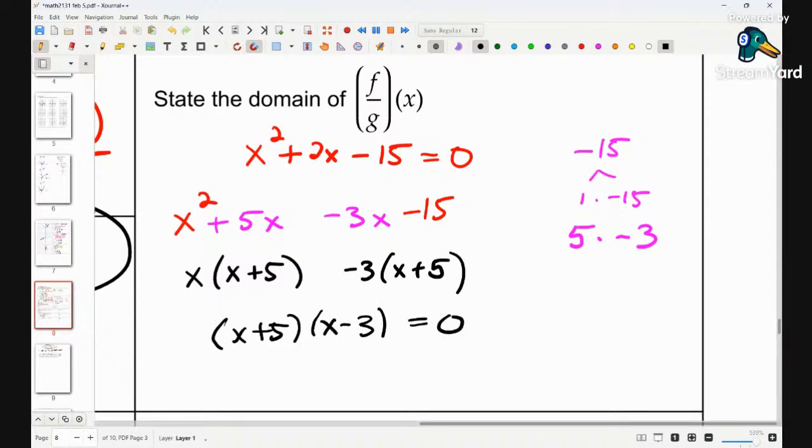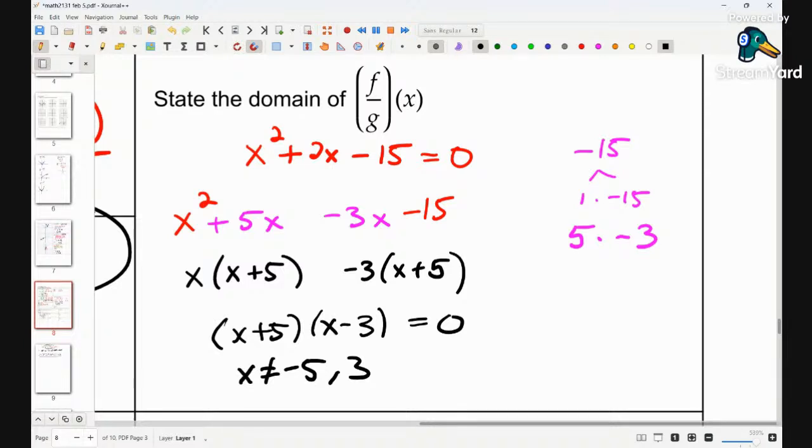What the heck are we trying to do here? We're trying to figure out what makes this 0. At this point, I think it's inspection. What number plus 5 is going to make 0? What number minus 3 is going to make 0? Cool. We need to exclude -5 and 3.